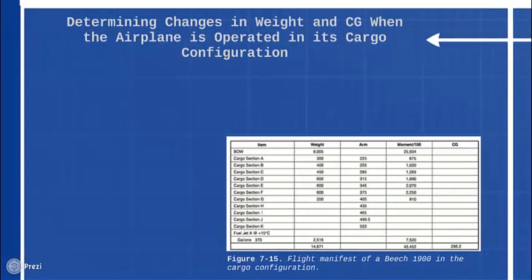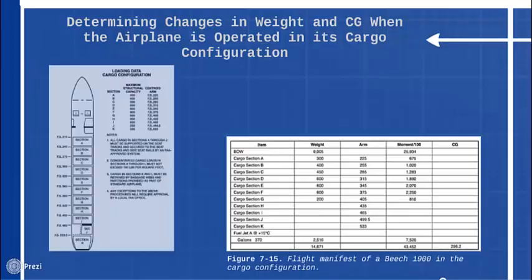Determining changes in weight and CG when the airplane is operated in its cargo configuration. The airplane is loaded as recorded in the table in Figure 7-15. The basic operating weight includes the pilots and their baggage, so there is no separate item for them. The arm of each cargo section is the centroid of that section, as shown in Figure 7-14.